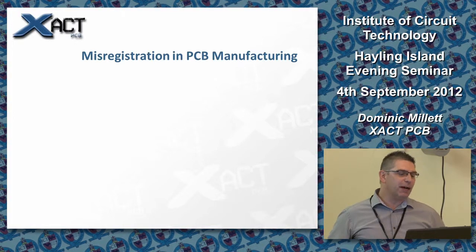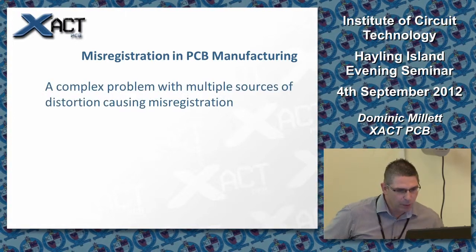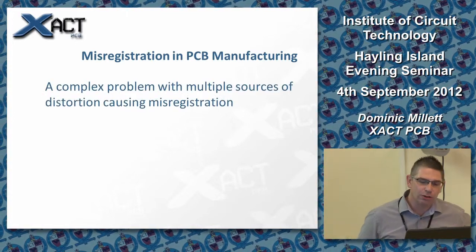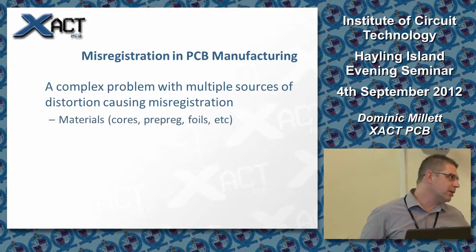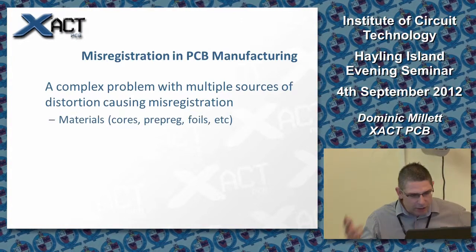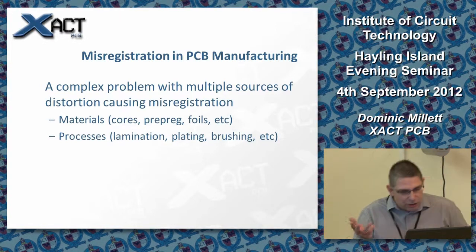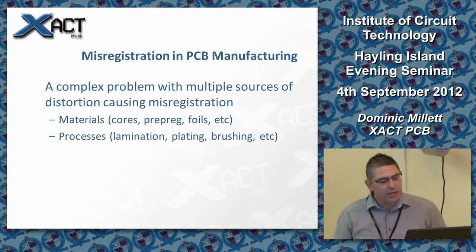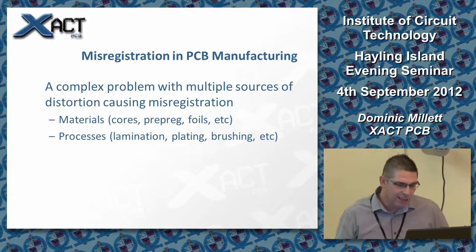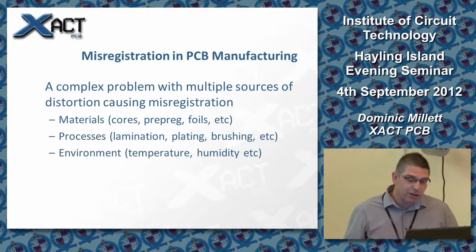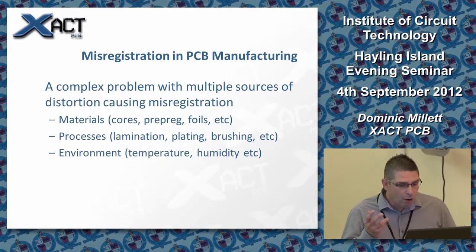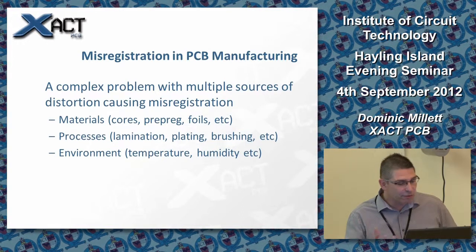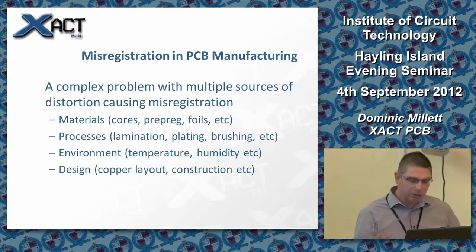Misregistration in PCB manufacturing is a complex problem with multiple sources of distortion causing misregistration. The materials: the cores, the prepregs, the foils. The processes: lamination or bond, plating, brushing, any other mechanical processes. And of course the environment, temperature and humidity are also sources of distortion. And of course the design: the copper layout, the construction, the stack.